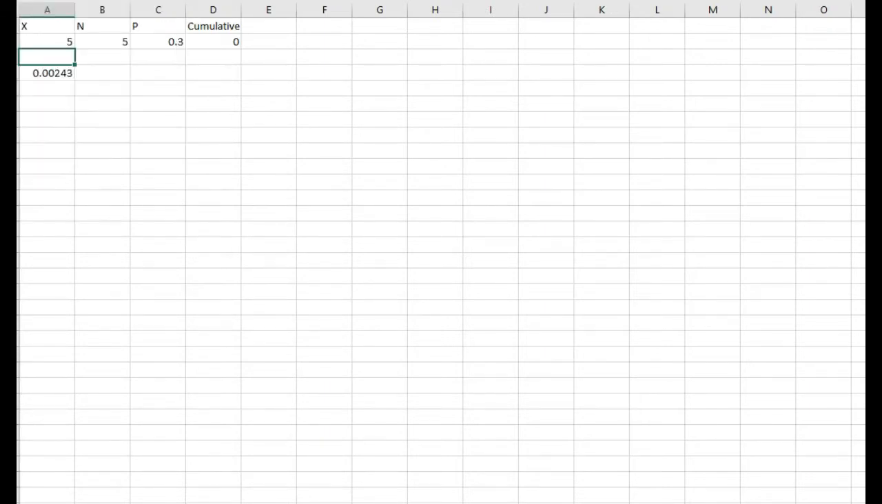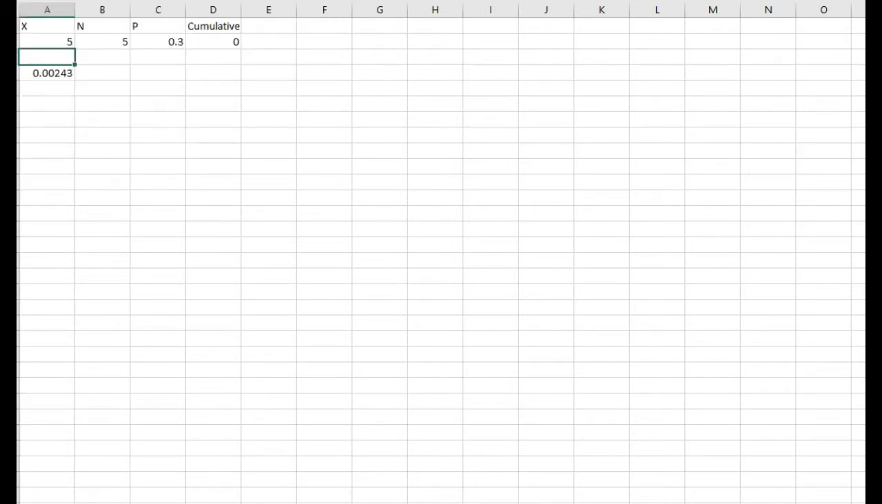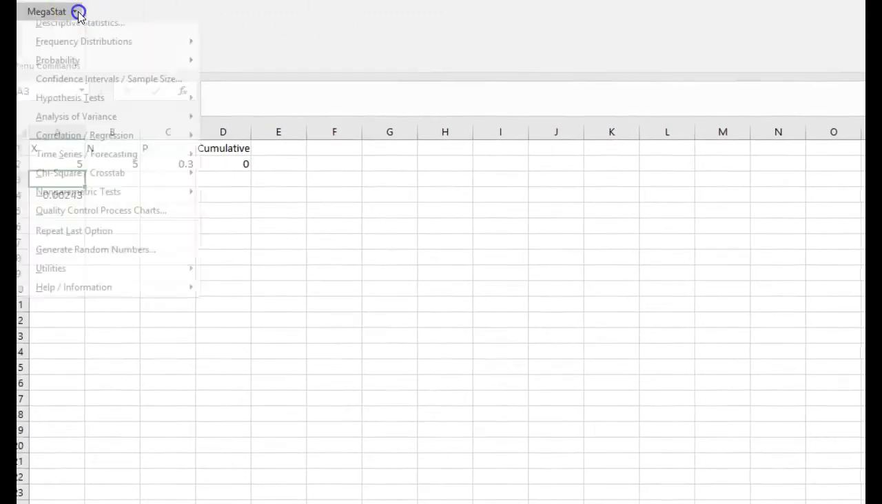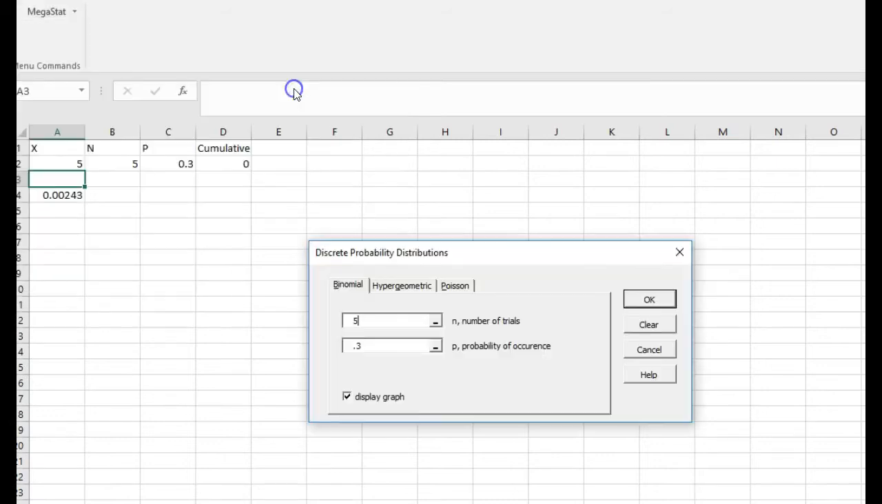And so in Megastat, we would just go to Megastat, probability, all the way. Oh, I just realized you guys can't see that. Okay. Go to Megastat, probability, discrete probability distributions, and then you would put in the number of trials. So looks like I've already done this, 5, and then just the p-value. And it's actually going to run it for all of the x values. So we hit OK.